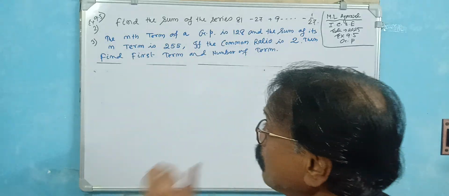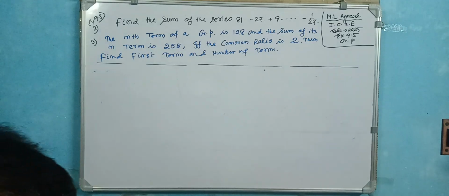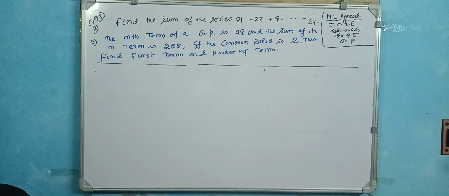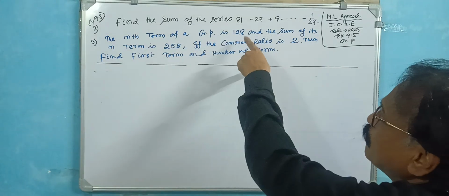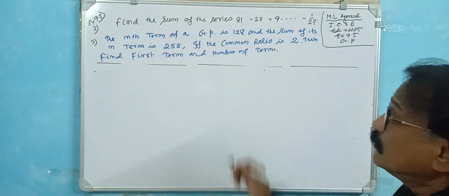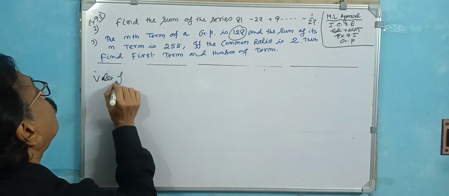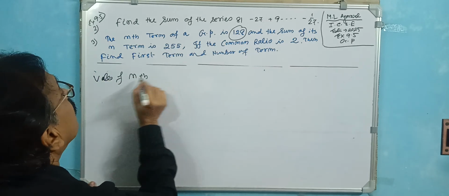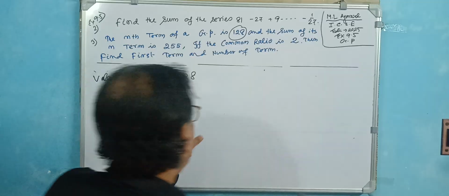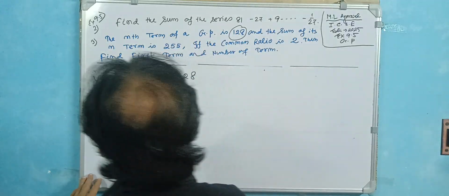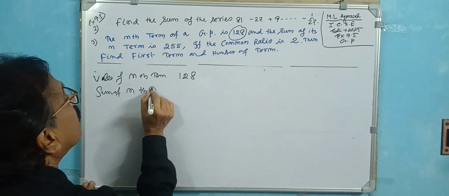Now, the next sum is the nth term of a GP. The nth term of a GP is this, and the sum of its nth term. This is actually the value of the nth term. Very important. This is the particular value of the nth term. And this is the sum of the nth term. That is the basic difference.